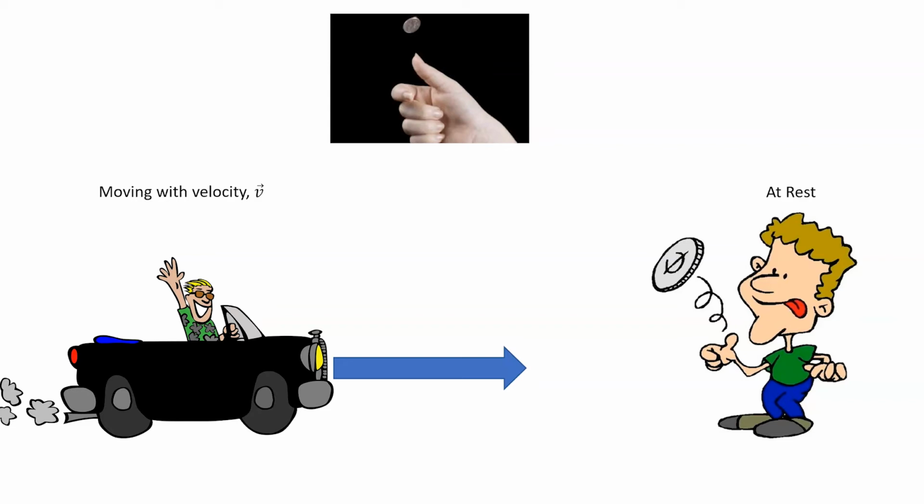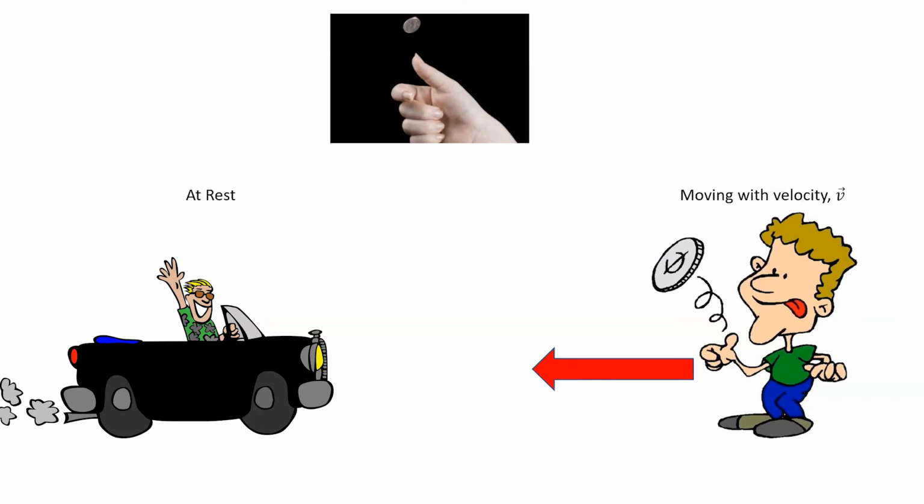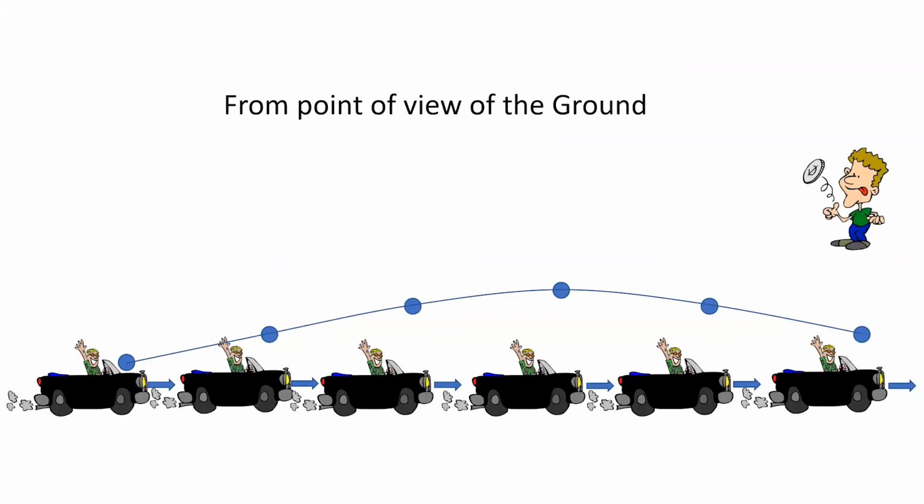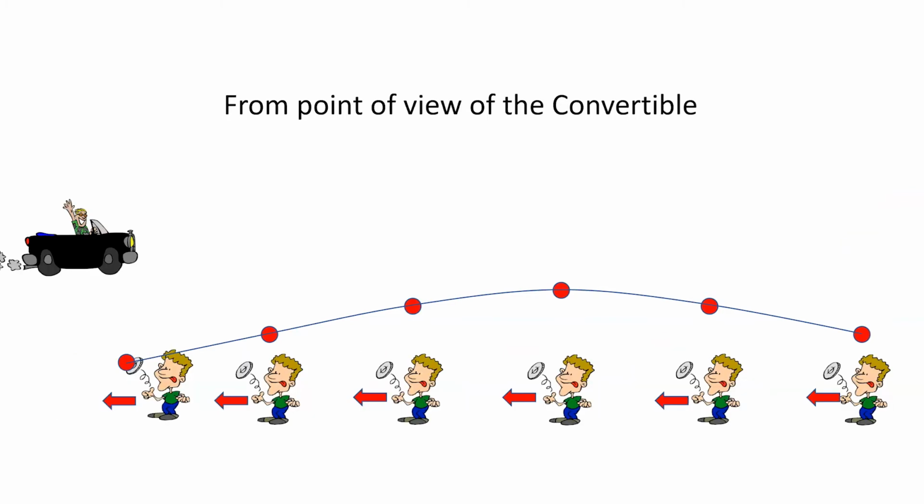Well, now we know, because of relative motion, that the guy in the convertible can say that it does that because I'm at rest. I'm not moving. It's the guy on the ground who's moving toward me. That's because we can't tell how fast we're going. If you remember in that last video, we had this crazy motion that we showed that the coin had to make because the guy is moving, so relative to the guy on the ground, the coin makes this crazy parabolic motion. But of course, if the guy in the convertible feels he isn't moving, he sees the guy on the ground make the exact same crazy parabolic motion.